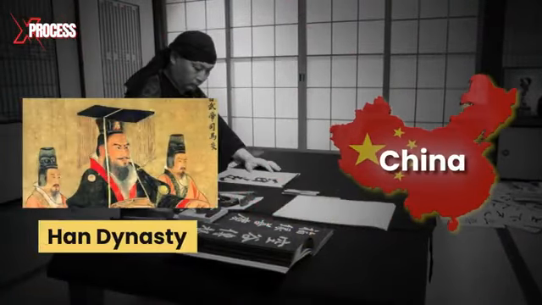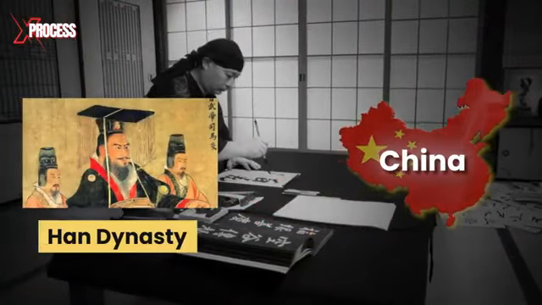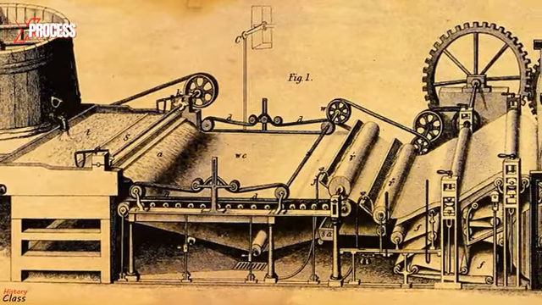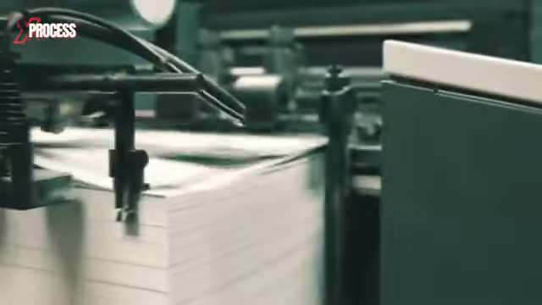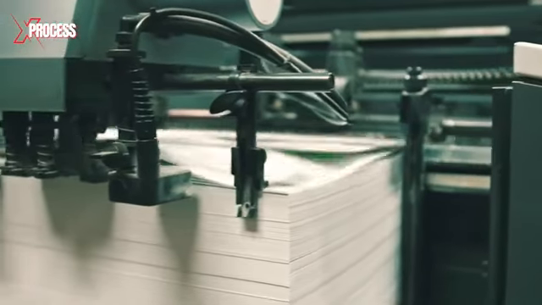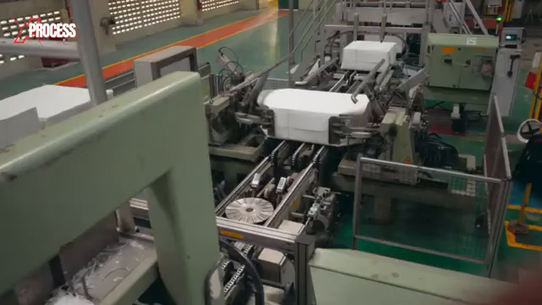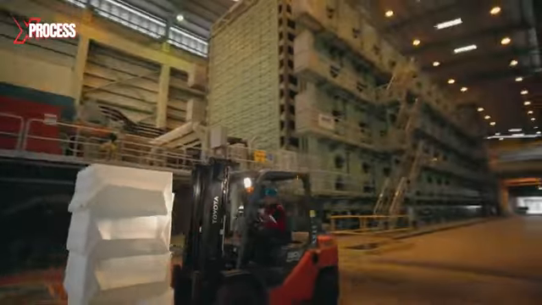It is believed that paper was invented in China during the Han Dynasty around the 2nd century BC. The invention of the paper machine allowed mass production. In the mid-19th century, chemical methods for bleaching pulp were introduced, which improved paper quality. The paper industry is one of the largest in the world. Millions of tons of paper are produced each year to meet global demand.